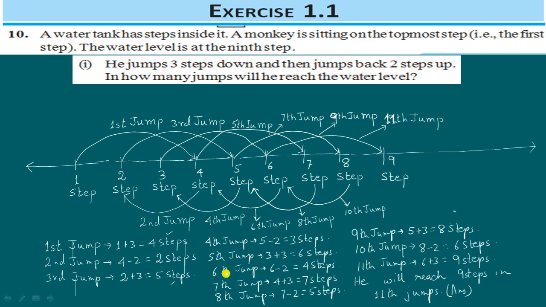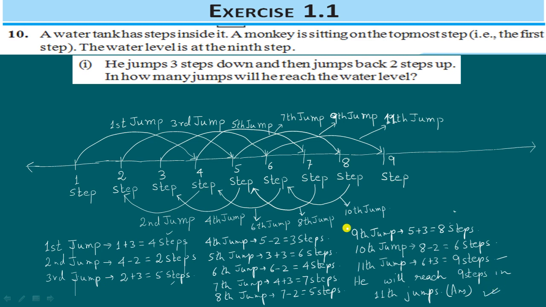In the sixth jump he goes 6 minus 2, that is the fourth step. And in the seventh jump he goes 4 plus 3, 7 steps. Eighth jump, 7 minus 2, that is the fifth step. In the ninth jump he goes 5 plus 3, that is 8 steps. In the 10th jump he goes 8 minus 2, that is 6 steps. And in the 11th jump he goes 6 plus 3, the 9th step. Then he will reach the 9th step in 11 jumps.